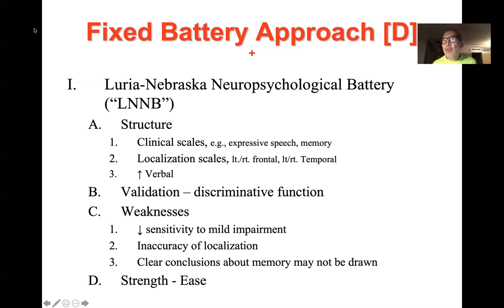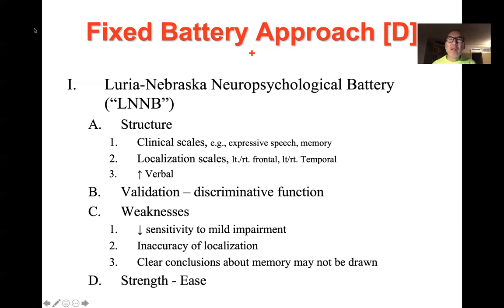In terms of its localization scales, the research has been mixed in terms of how well it's able to determine the exact location of brain difficulty, and it's also been mixed in terms of its ability to determine memory problems. But it's still relatively popular because it's really easy to administer. The kit can be carried in a box about 3 feet wide, 2 feet in length, and close to a foot in height. So it's an easy, handy kit.